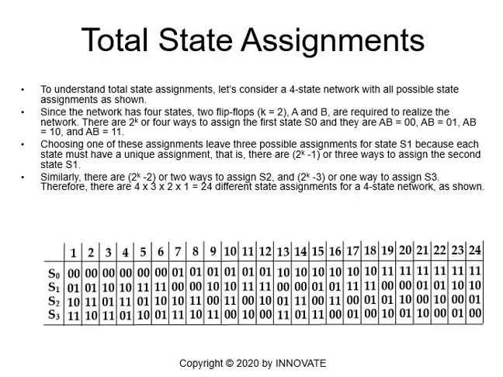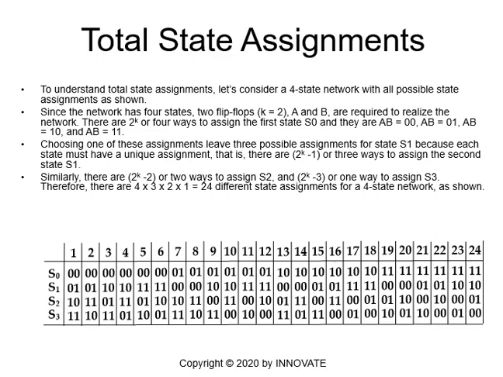Choosing one of these assignments will leave 3 possible assignments for the state S1 because each state must have a unique assignment, that is 2 to the power k minus 1, or 3 ways to assign the second state. Similarly, there are 2 to the power k minus 2, or 2 ways to assign S2, and 2 to the power k minus 3, which is 1 way to assign S3. So the total number of different state assignments will be 4 times 3 times 2 times 1, which equals 24.